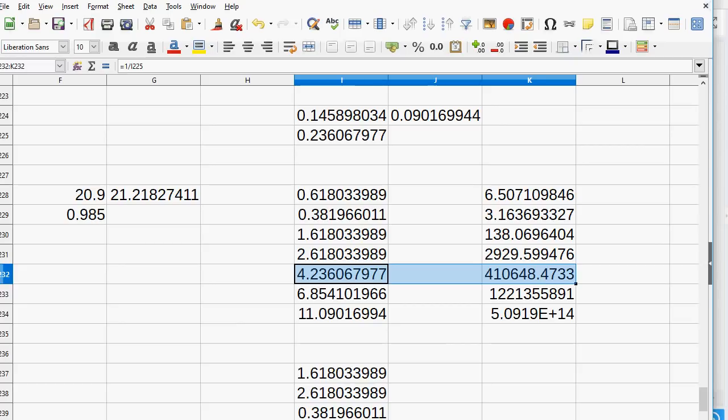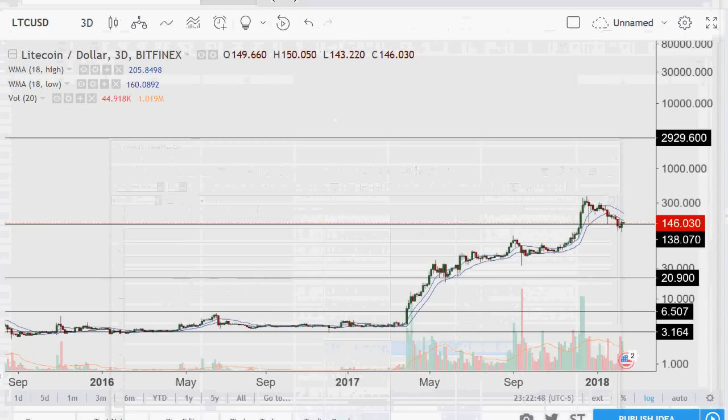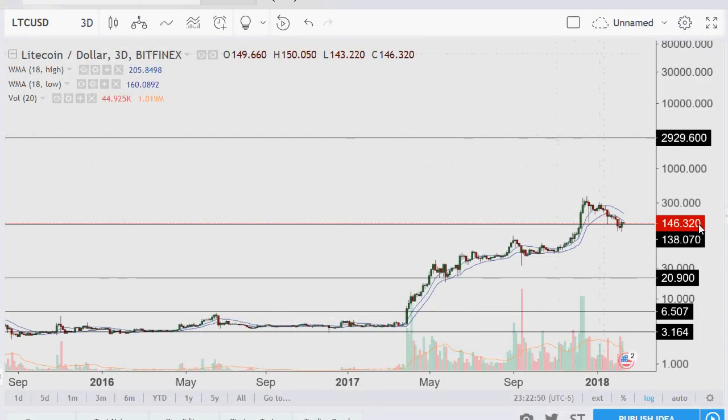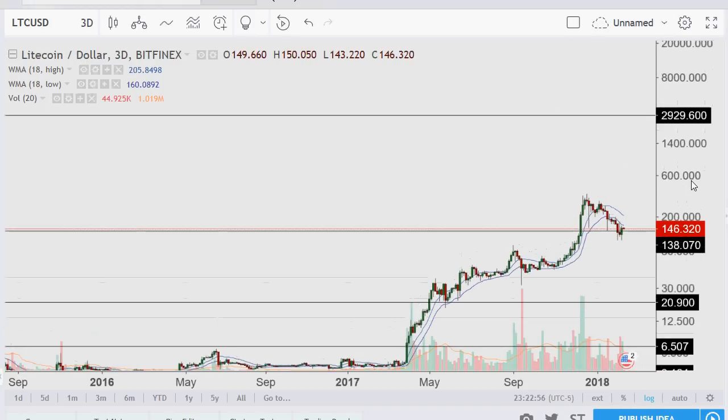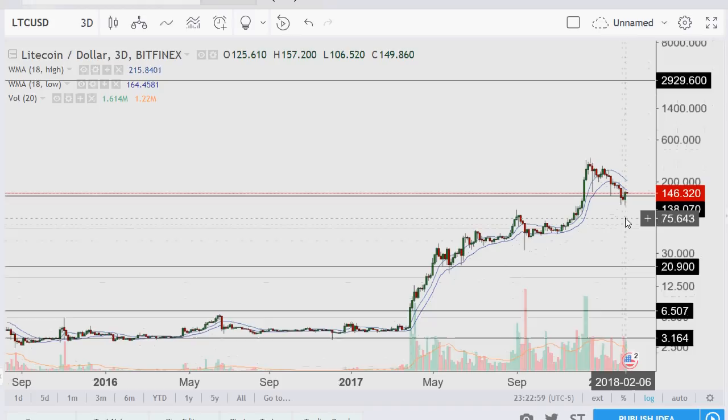That might be a long-term price, and that may, of course, never even come close. Maybe this may never happen, but myself as an investor, the reason why I'm invested in Litecoin is because I think not only will it come close, but it will substantially even break that.